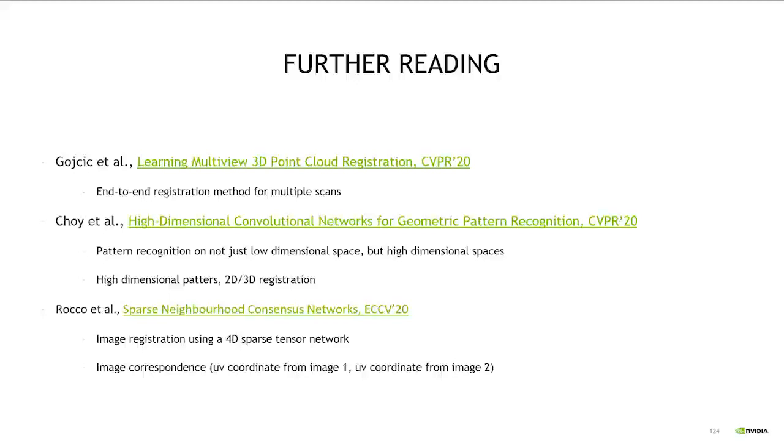There are multiple concurrent works that share some ideas with our deep global registration. The first paper, Learning Multi-View 3D Point Cloud Registration, proposes an end-to-end registration on multiple scans simultaneously. Also, the High-Dimensional Convolutional Networks for Geometric Pattern Recognition paper delves deeper into the patterns correspondences form and uses a convolutional network to detect these patterns. In addition, it further extends this idea and uses convolutional neural networks for general pattern recognition problems in high-dimensional spaces. Lastly, the Sparse Neighborhood Consensus Networks paper proposes a 4-dimensional convolutional network for image registration similar to the previous paper.